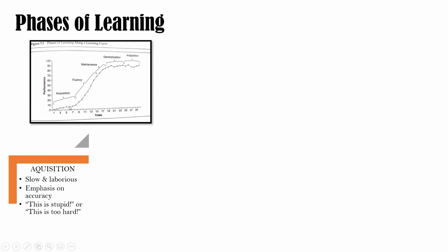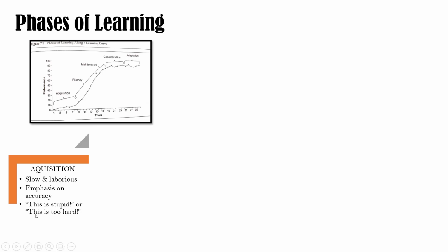Because this phase is just really challenging, the student might get frustrated and you might get some challenging behavior. You might hear something like, "This is stupid," or "This is too hard." But the more you can prompt them and get them to engage in the correct response, and the more they start to acquire the skill, then the more successful they'll be, and the less you'll start to hear these things.